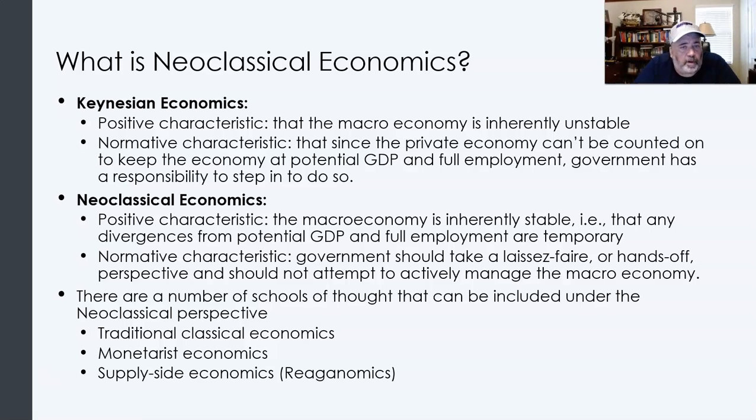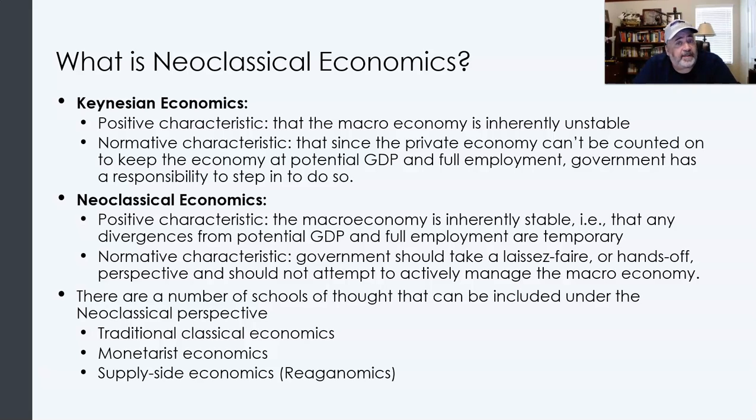Keynes argues that the macroeconomy is inherently unstable. And because of that, their normative position, that, remember, positive means factual, objective. Normative means opinion, subjective, right? So, they believe it is a fact that the macroeconomy is inherently unstable. And normatively, they say that because of that, government should step in and try to compel some stability on it, because government's really good at stabilizing things.